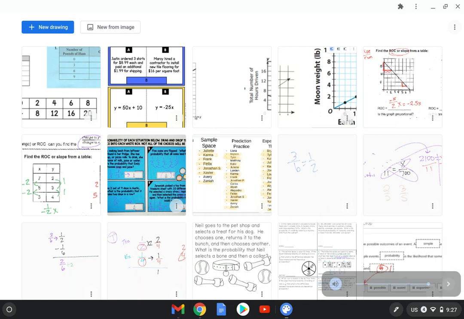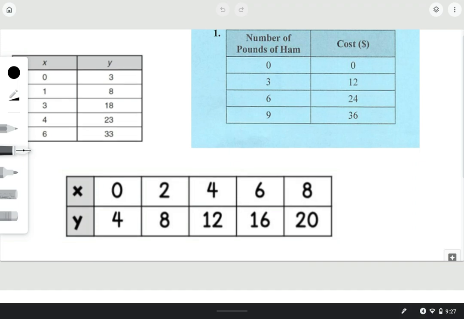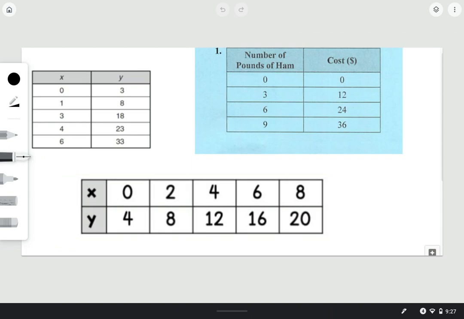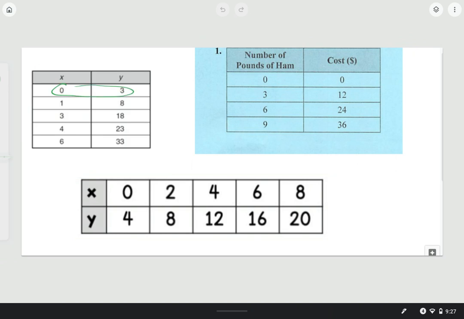All right, guys, I'm going to remind you how to write equations from tables, graphs, and word problems, okay? When you have a table, you want to first try to find your y-intercept. Your y-intercept is when x equals 0. So like here, x equals 0 at 3, so my y-intercept is positive 3. That's going to be part of my equation.